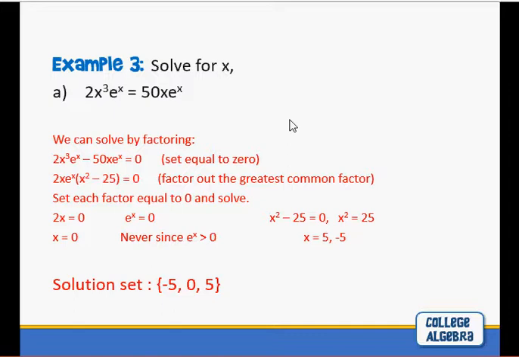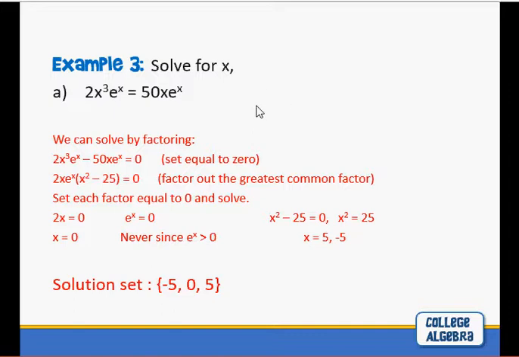Okay, the types that I just looked at are what I would consider to be your basic exponential equations with a single exponential expression you can isolate. We will look at some that get a little more complicated, and one type you can actually solve by factoring. And the most common type of factoring is actually to remove the greatest common factor.